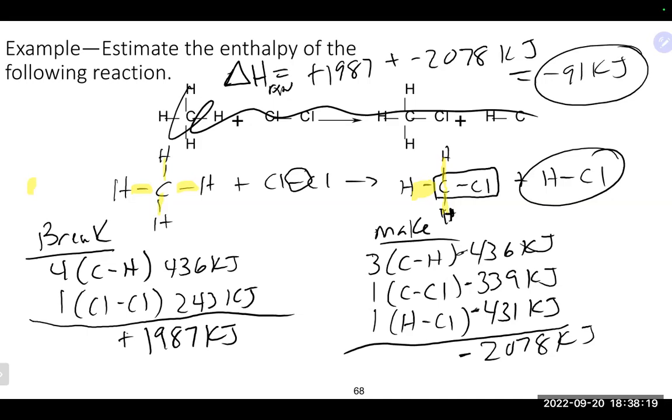Yeah, so I personally think you should draw it and go through each bond individually so you don't miss any. But some people in some books will say, hey, we broke 4, made 3 of the same, so that's a net difference of just breaking 1. You could do that and it would come out the same. Other questions on that?